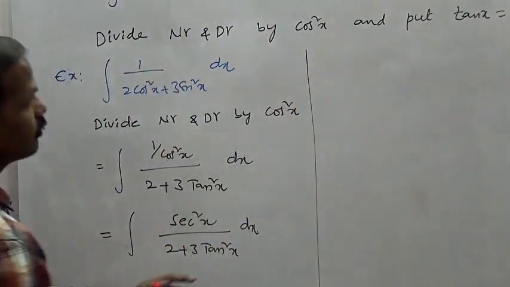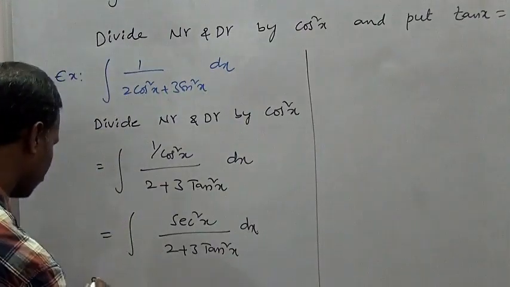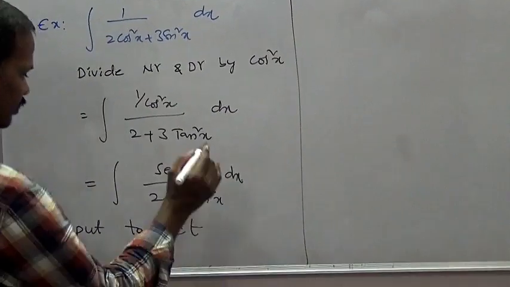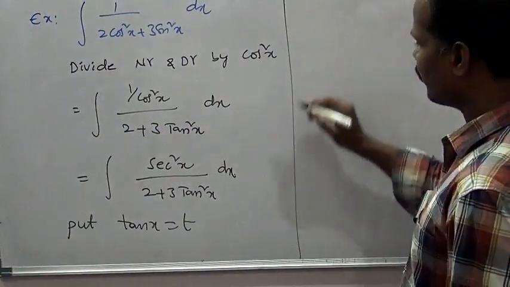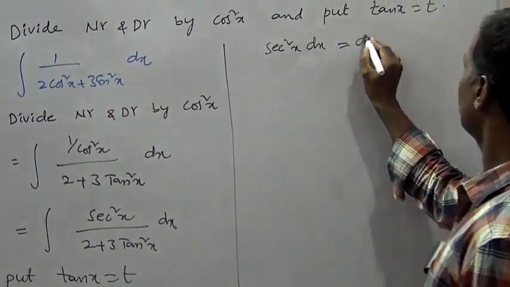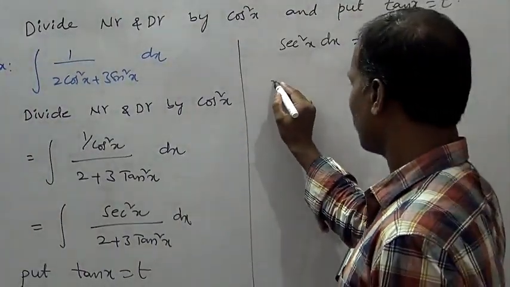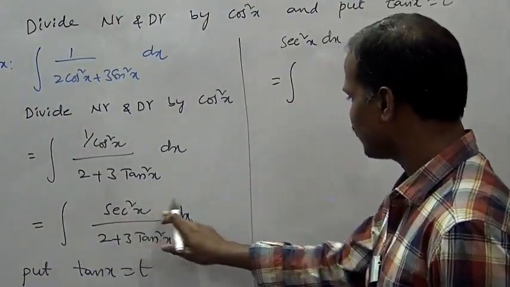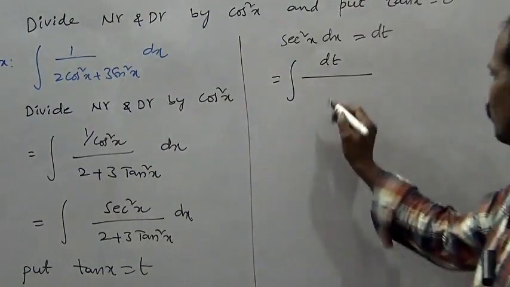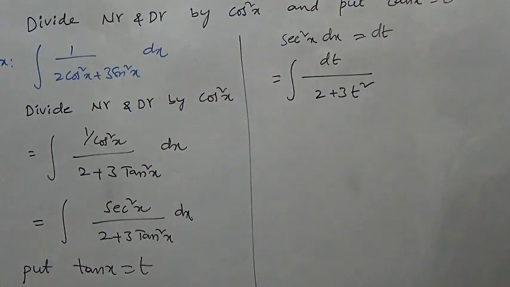Now what we have to do? Put tan x equal to t. Then by differentiating, what you will get? Secant square x dx equal to dt. So the problem becomes integral secant square x dx is dt, so numerator is dt by 2 plus 3 t square.